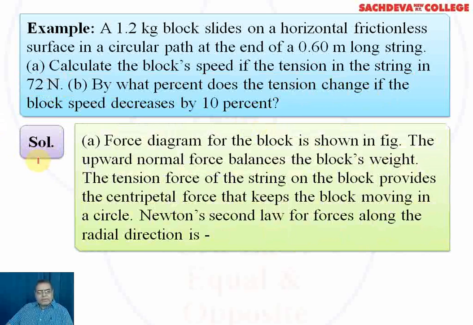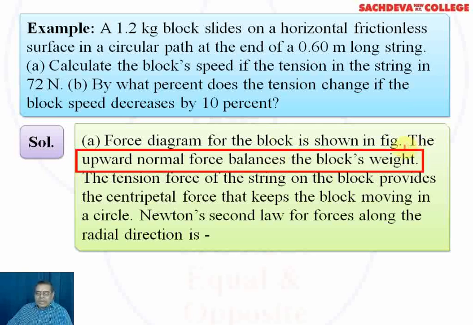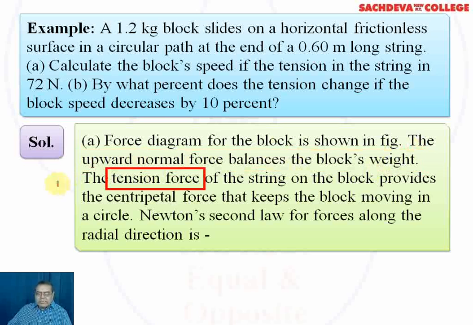Now see another figure and another diagram. A 1.2 kilogram block slides on a horizontal frictionless surface in a circular path. So in order to solve this question, we first have to go with the force diagram of the block as shown in the figure. The upward normal force balances the block's weight. The tension force of the string on the block provides the centripetal force that keeps the block moving in a circle.